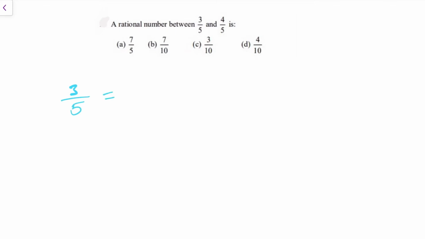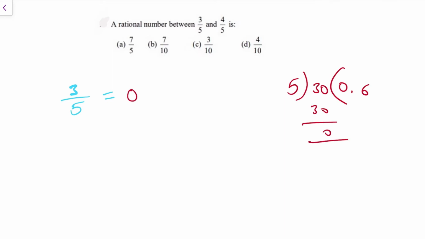If you want to find the decimal for this, do division. 5 here and 3 in the middle. In the 5 table 3 won't come, so 0.0 here. 5 sixes are 30. 30 minus 30 is 0. So 3 by 5 is nothing but 0.6.